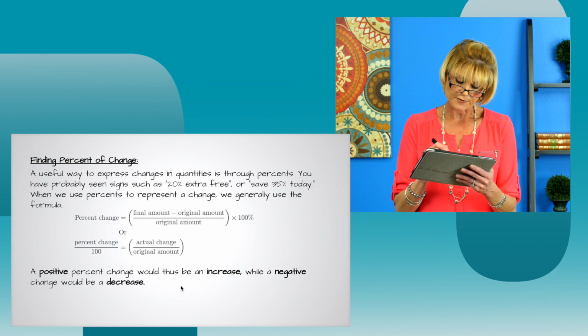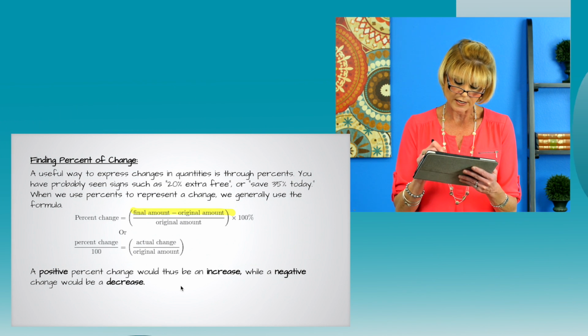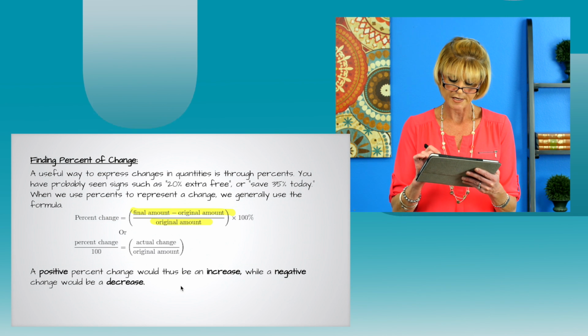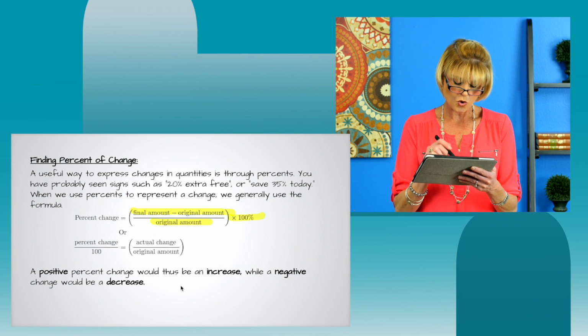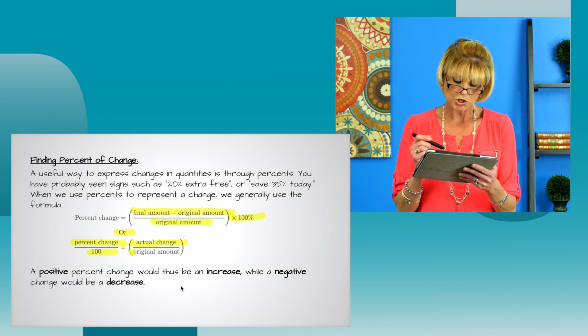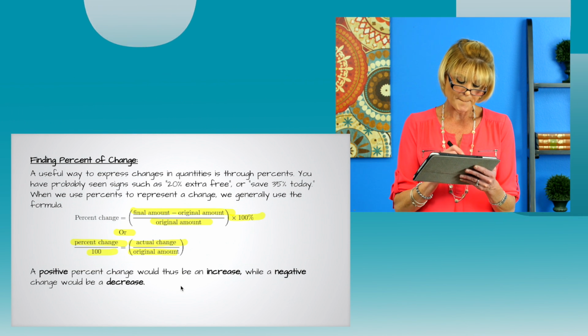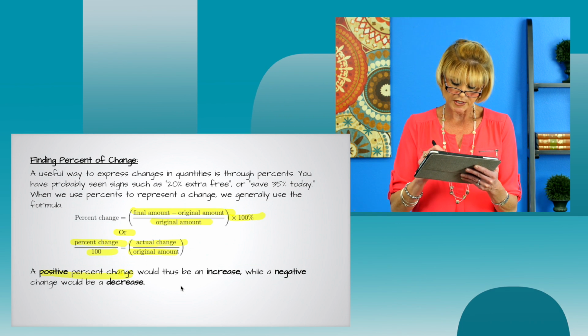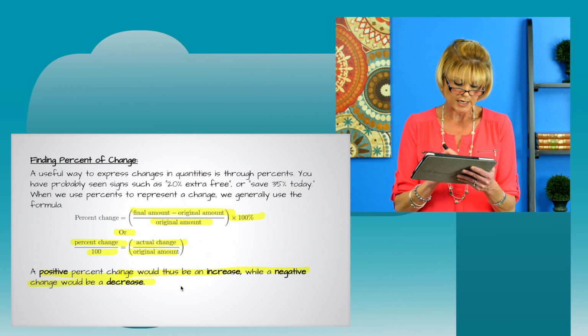Percent change equals the final amount minus the original amount divided by the original amount times 100%. Or you can do it like this: percent change over 100 equals the actual change over the original amount. A positive percent change would thus be an increase, and a negative change would be a decrease.